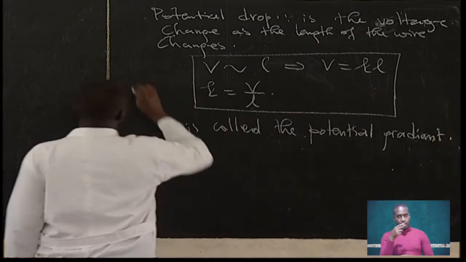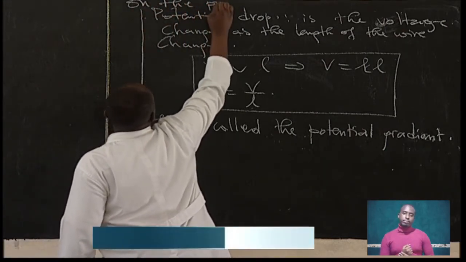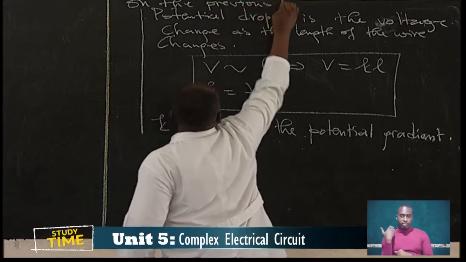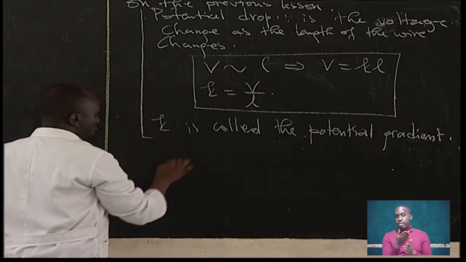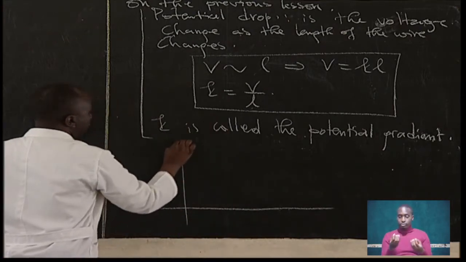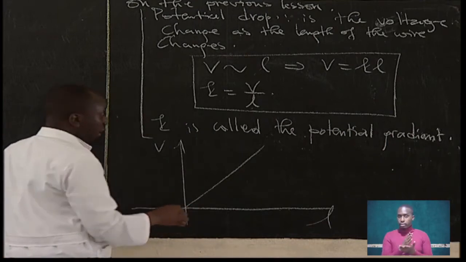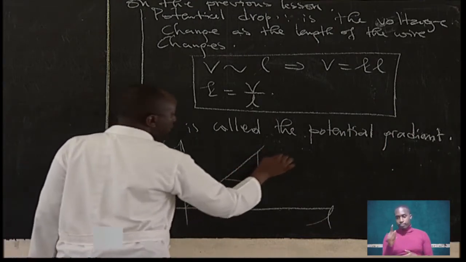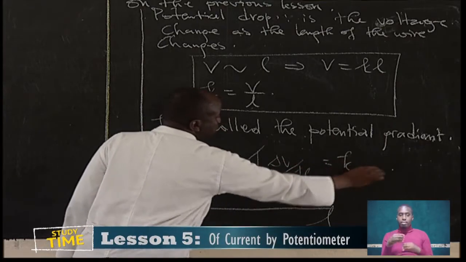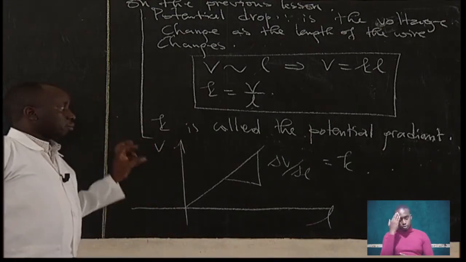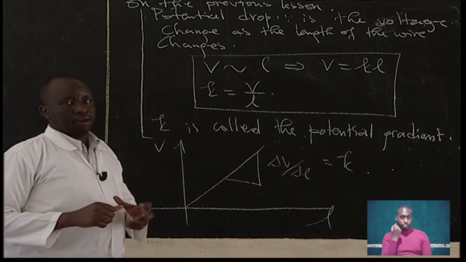Why gradient? Remember, we said this in the previous lesson. Here it means that this potential drop, if there is a change of the voltage and the change of length, what you can find is this line, this graph, and then the change of voltage to the change of L gives you that K, which we are saying is the potential gradient. Do you understand? So I hope this is now clear.